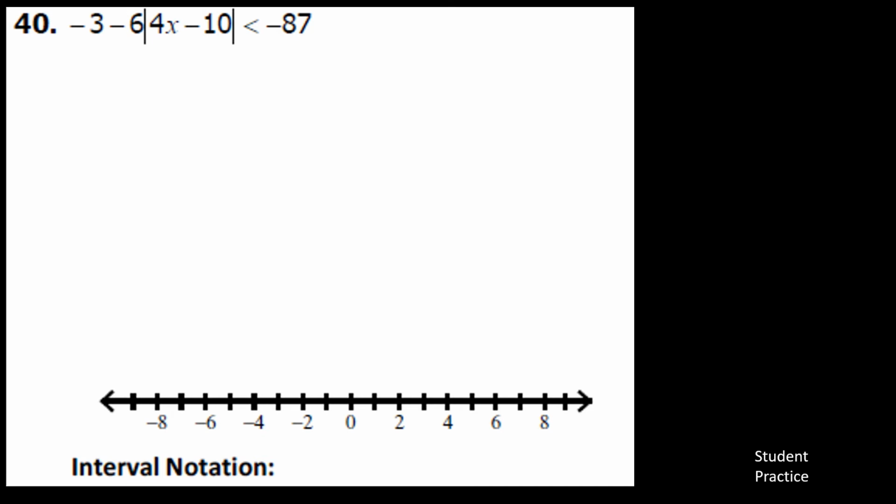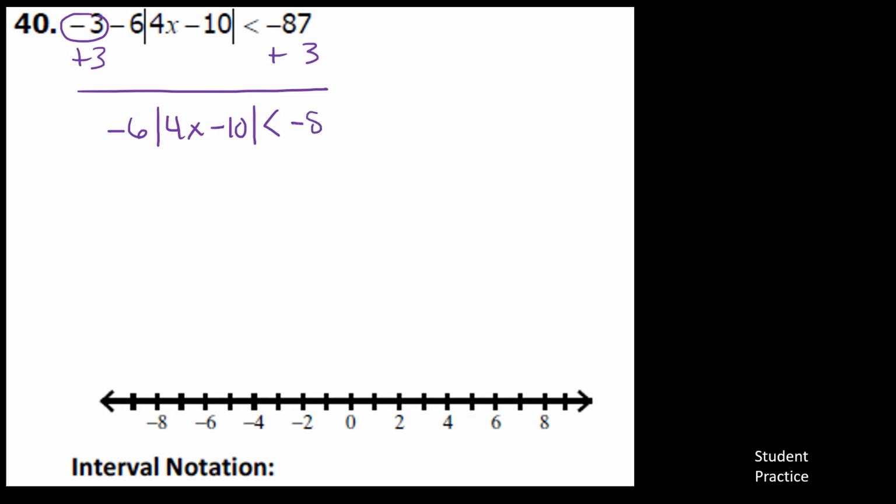This is going to be your problem. The exact same thing. I'm even going to help you out here, though. I'm going to do one step with you guys first to make this just a little easier before we work this through. So before we work this through, what you guys are going to see is this -3. Yikes, right? Well, to get rid of that, you're going to add 3 to both sides. So you'll have -6, absolute value of 4x minus 10 is less than -87 plus 3 is -84.